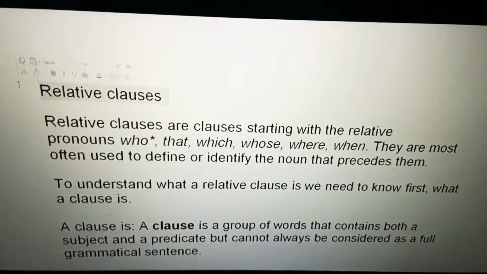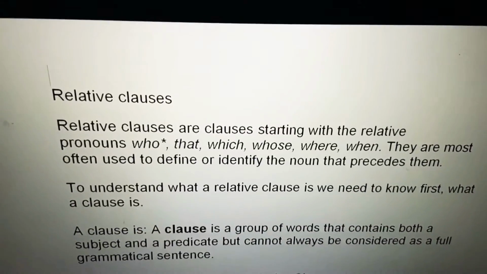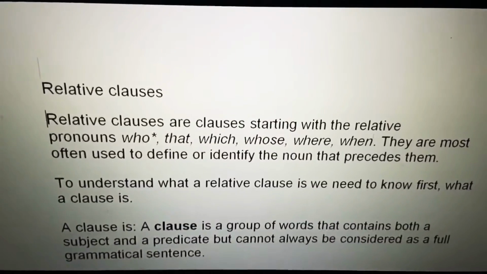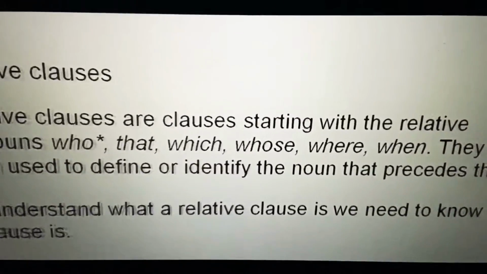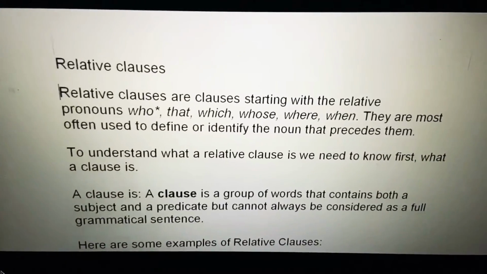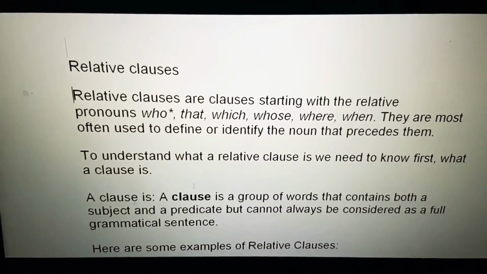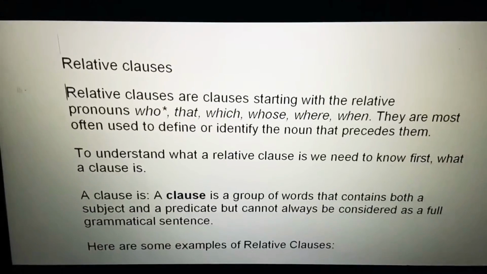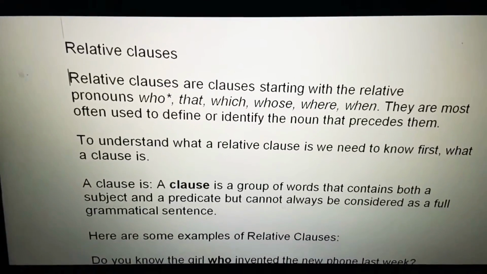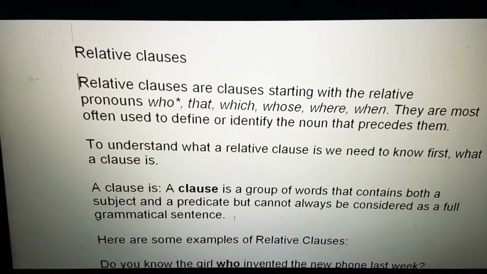I'm going to talk about relative clauses. Relative clauses are clauses starting with the relative pronouns who, that, which, whose, etc. They are mostly used to define or identify the noun that precedes them. To understand what a relative clause is, we need to understand what a clause is. So, a clause is a group of words that contains both a subject and predicate, but cannot always be considered as a full grammatical sentence.